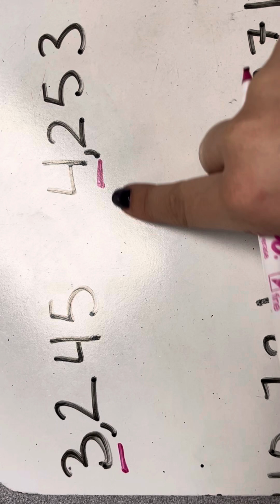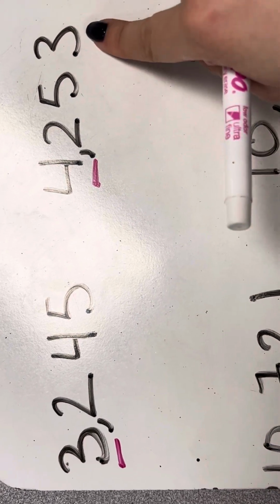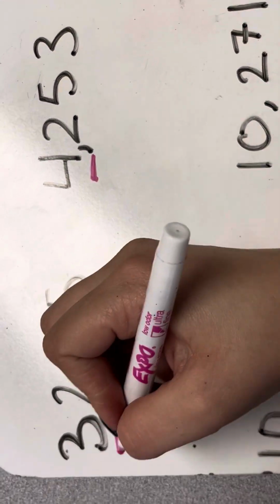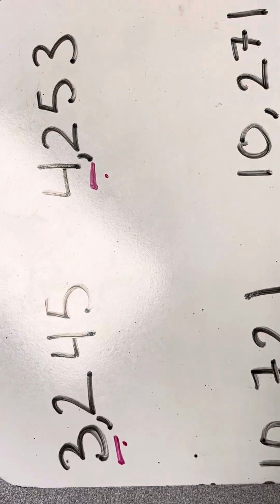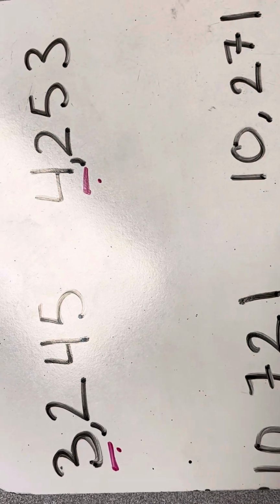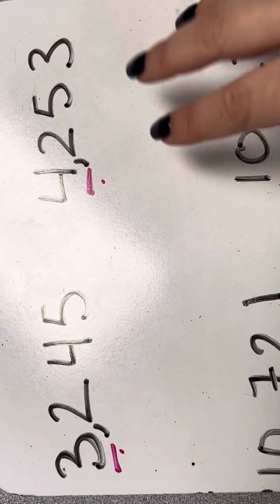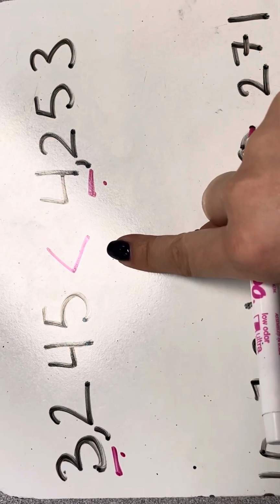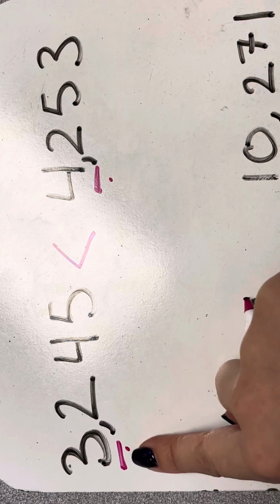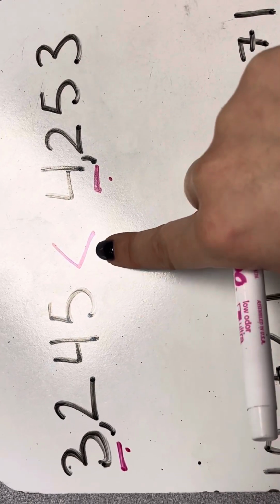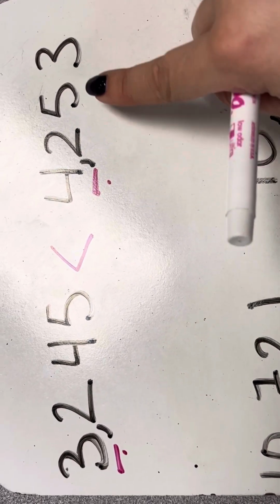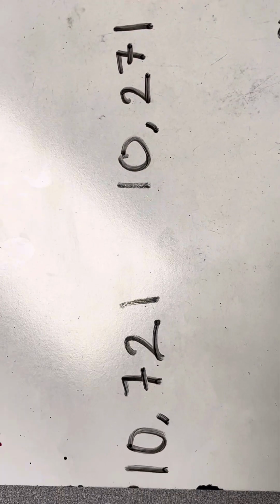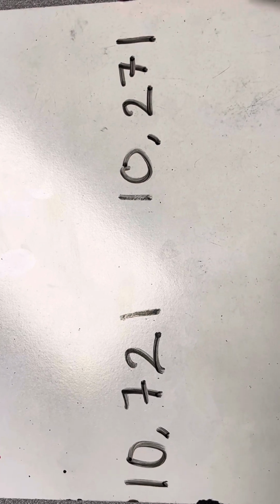So we want to look at the thousands because even if that's a 9 and that's a 1, 1,000 is going to be greater than a 9 in the ones place. So here I have 3,000 and here I have 4,000. 4,000 is greater than 3,000, so it doesn't matter about any of the other numbers. This number is going to be bigger. So then I draw a less than sign, which means that 3,245 is less than 4,253.